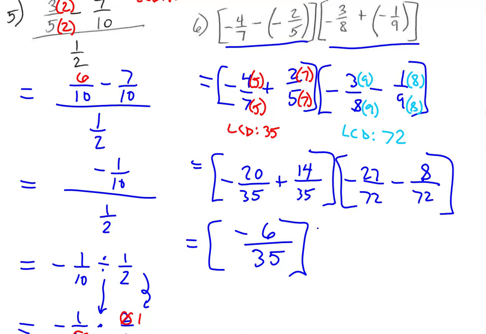Close the brackets. Now in the second set, similarly, we can go ahead across the tops of these. We have a common denominator of 72. On the top we have negative 27 minus 8. That would end up as a negative 35. And so close that bracket.